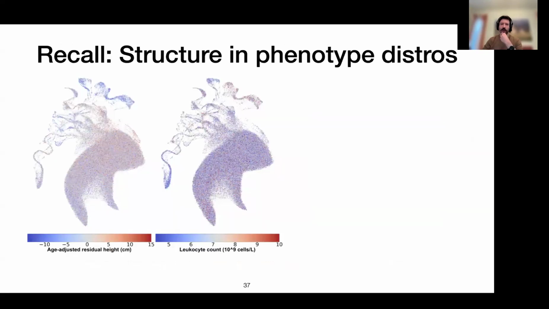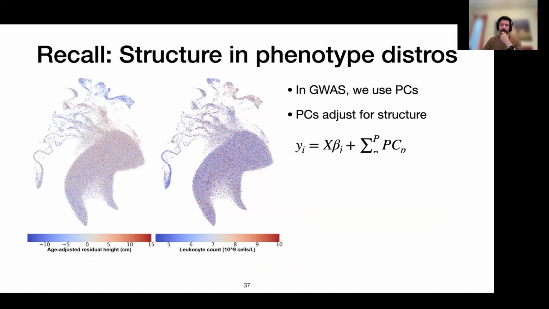If you'll recall for a moment, you can color in a UMAP by the phenotype distributions that you have, and you can see patterns in phenotypes. So in GWAS, what we do to adjust for this structure is we use the principal components.